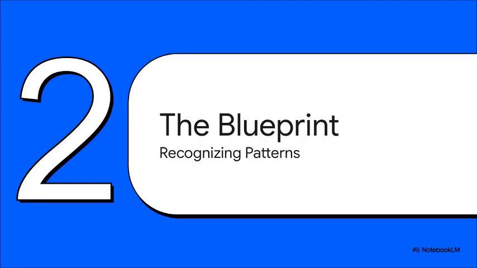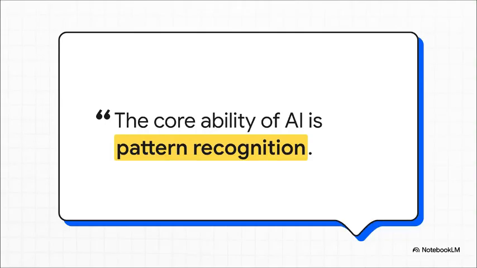Okay, so we have our bricks, the tokens. But a big pile of bricks doesn't make a house, does it? Nope. You need a blueprint. For an AI, that blueprint is made of patterns. This is the next level of intelligence, where the system starts to see the structure and the meaning hidden inside all that data. This quote really gets right to the heart of it.